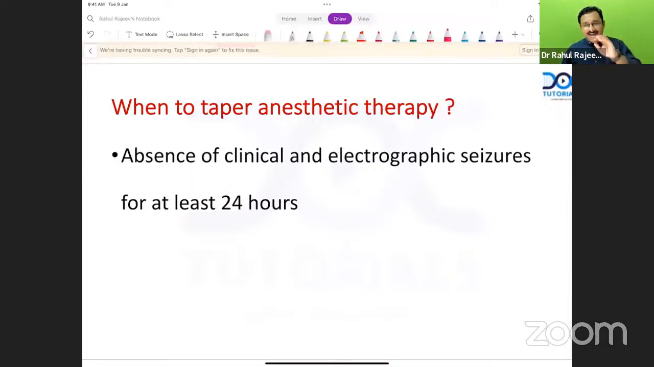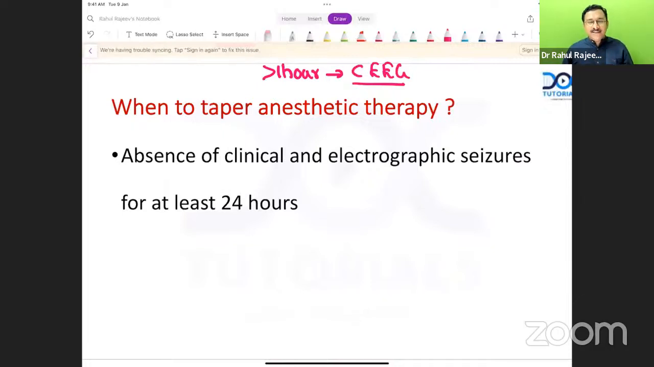Now, remember, in any status that is lasting beyond 1 hour, it is always advised to have a continuous EEG monitoring, the facility of which may not be available in most centers. In that case, you've got no other option other than taking a portable EEG. That is what you can do.